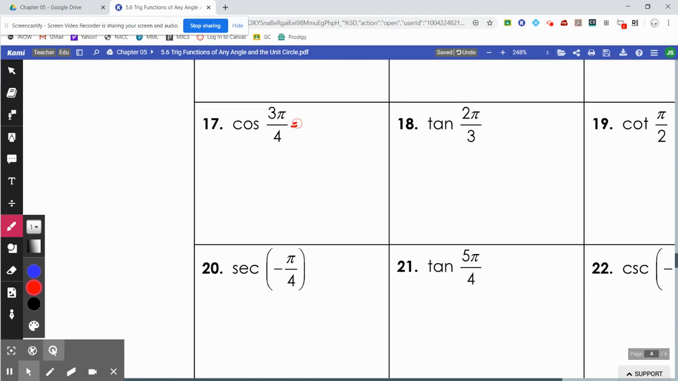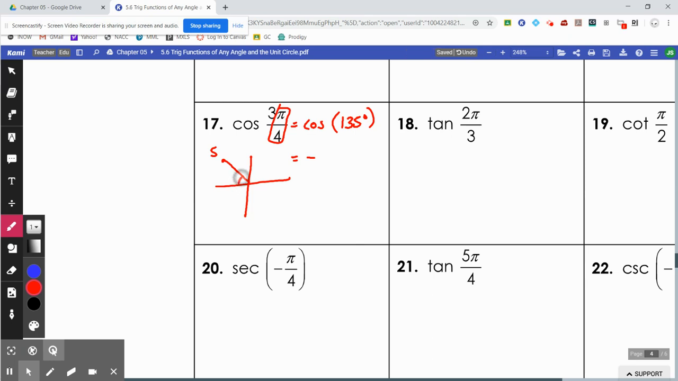Cosine of 3 pi over 4. Let's change 3 pi over 4 to degree measures. Pi over 4 is 45, so 3 45s, that's 135 degrees. Sketch it out. 135 is located somewhere over here. All students take calculus. Sine is the only thing positive, so therefore cosine is negative.